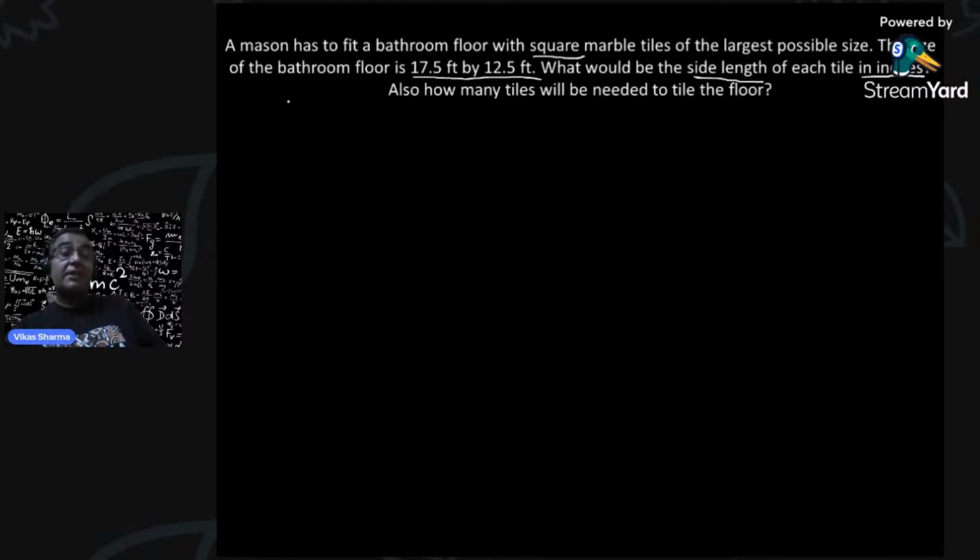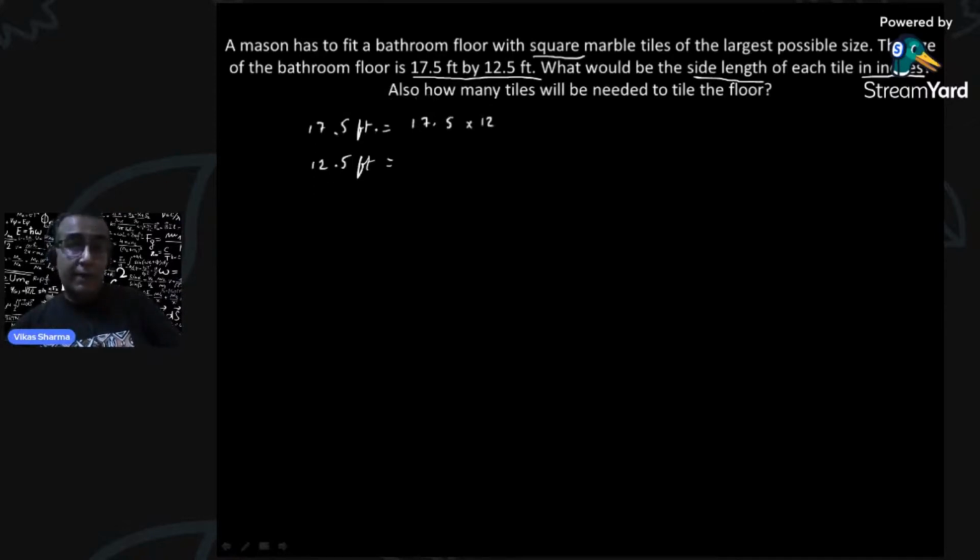That means the 17.5 feet, we'll have to convert it into inches, and the 12.5 feet, again we'll have to convert it into inches. To convert it into inches, we first have to know how many inches are there in 1 foot. 1 foot consists of 12 inches, so obviously we'll have to multiply it by 12. So 17.5 multiplied by 12 and 12.5 multiplied by 12, so 210 inches.